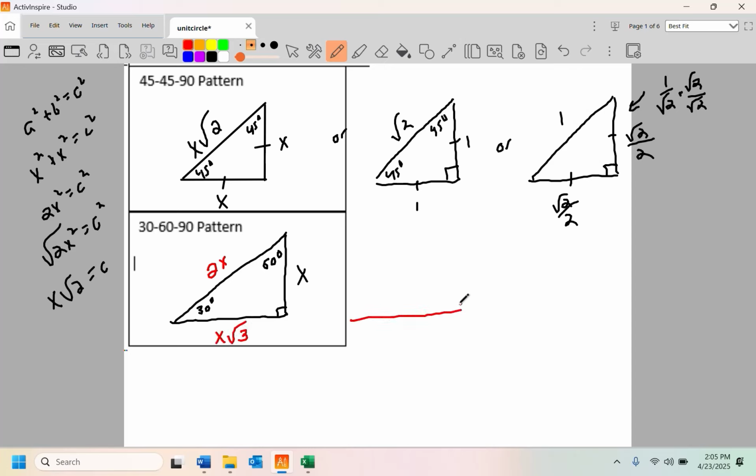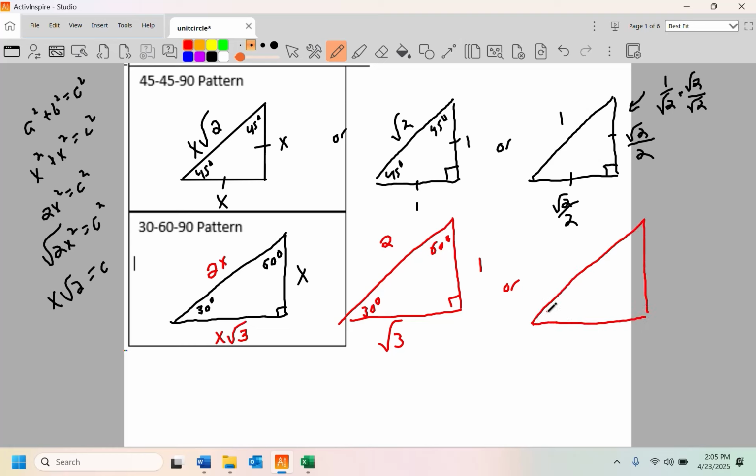And again, there are other patterns you can memorize. I like to tell kids it's as easy as 1, 2, 3 with a root on the 3. The small side is opposite of the 30-degree angle, the long side is opposite of the 60-degree angle, and the hypotenuse is opposite of 90 degrees. The unit circle likes this one: hypotenuse of 1. The short leg is half of that, and the long leg is a half times root 3, which I write as root 3 over 2. Most people do write that as root 3 over 2. So there are your two patterns.